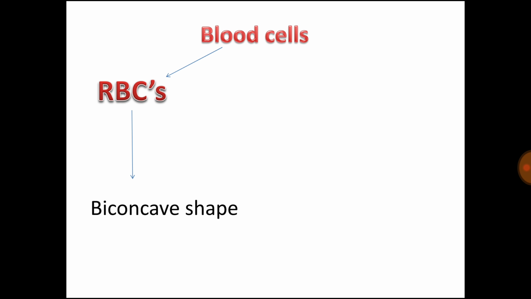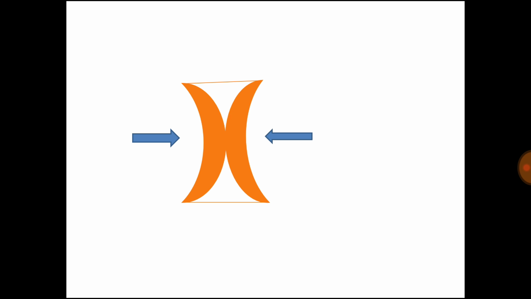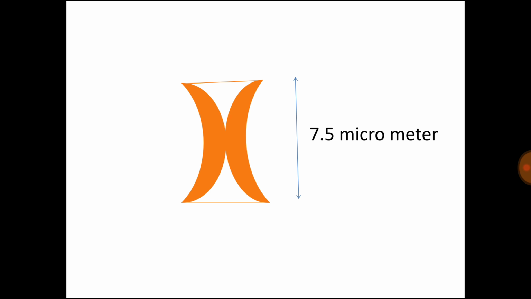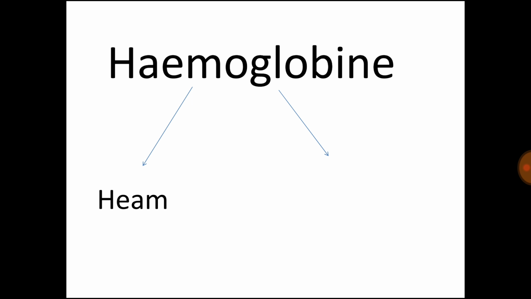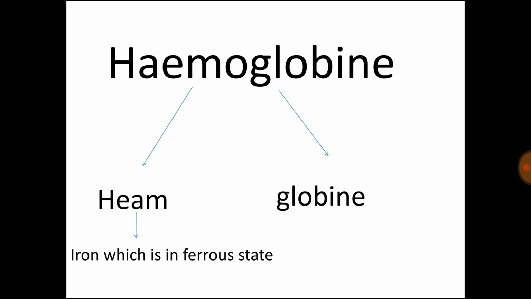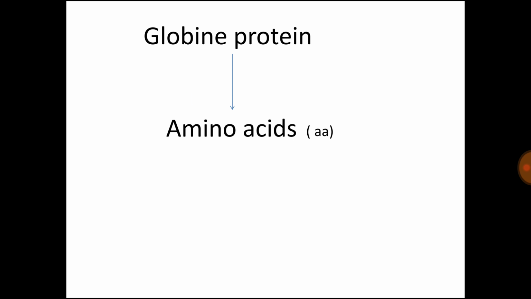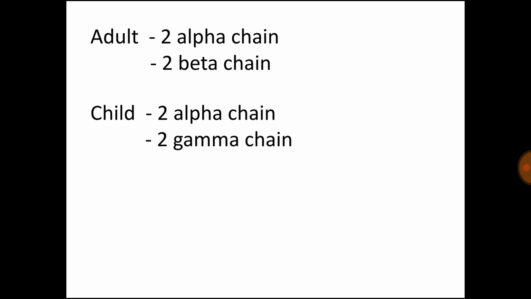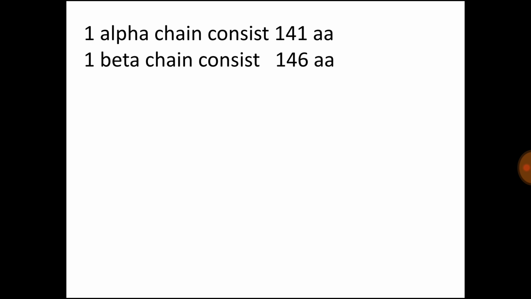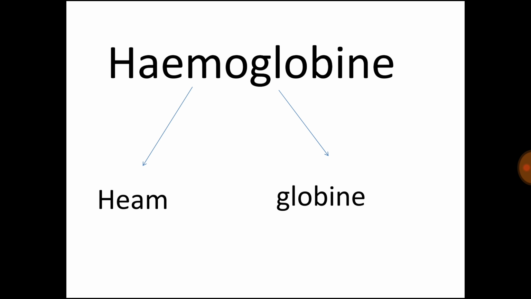RBC is biconcave in shape, having a depressed area from both sides, with a length of 7.5 micrometer and width of 2 micrometer. One RBC has 23.5 crore hemoglobin molecules. Hemoglobin has two parts, heme and globin. Heme is where iron is present in a ferrous state, and globin is a protein. Globin protein is made up of amino acids, and there are four chains of amino acids. Adults have two alpha chains and two beta chains, and children have two alpha and two gamma chains. One alpha chain consists of 141 amino acids, and one beta chain consists of 146 amino acids.